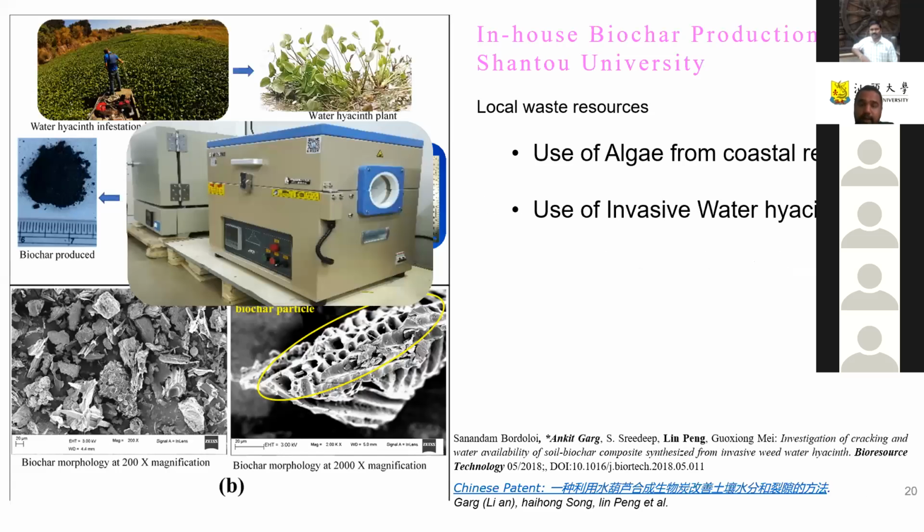As I said, we need to have our in-house production of biochar if we have to understand what kind of biochar is useful for geotechnical engineering. For our case, we focus on two waste resources: algae and water hyacinth. Since Shantou is a coastal area, very close to the sea, we have a lot of algae waste. We also have a lot of ponds where water hyacinth is present. Water hyacinth is quite widely available in different parts of the world, even in India, and some ponds in Assam. I think there's a very big lake in Assam that also has water hyacinth. It's very common in India also.